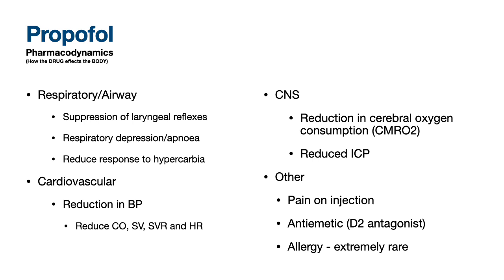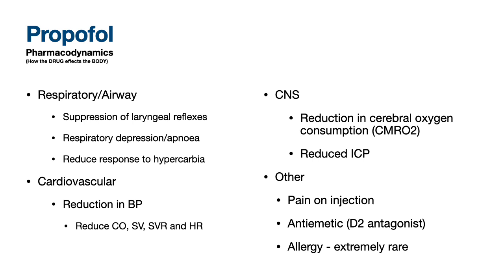So the kind of common respiratory ones, so you get suppression of laryngeal reflexes, you can get respiratory depression, i.e. they drop their minute ventilation, and this can progress to apnea if you give big enough doses, particularly in combination with opiates. It can also upturn the patient's response to hypercarbia, as in if your arterial CO2 goes up, it needs to be a bit of a higher level in order for the patient to breathe at the same rate they would if they were awake.